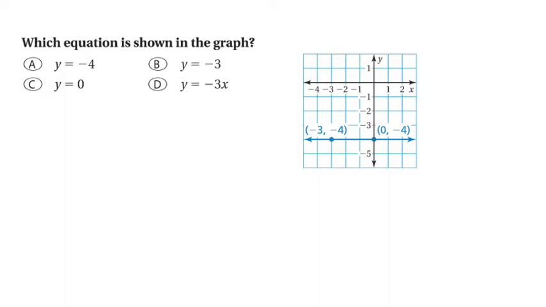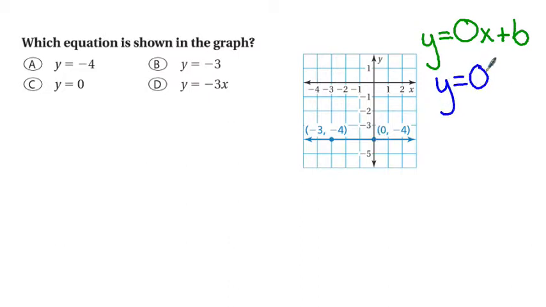When I'm looking at this equation, the first thing that I notice is that my line is completely horizontal. Remember, a horizontal line has a 0 slope. So if I was looking at an equation, it would look like y equals 0x plus b. Now I know what the y-intercept is. It's negative 4. Y equals 0x plus negative 4. But remember, 0x is really just 0. So y equals negative 4.